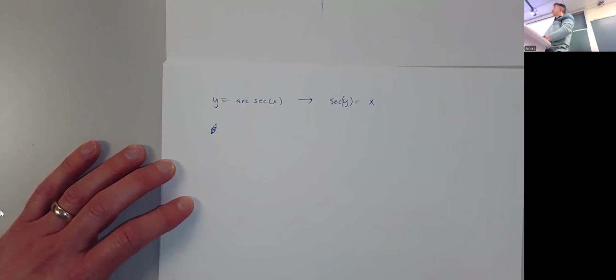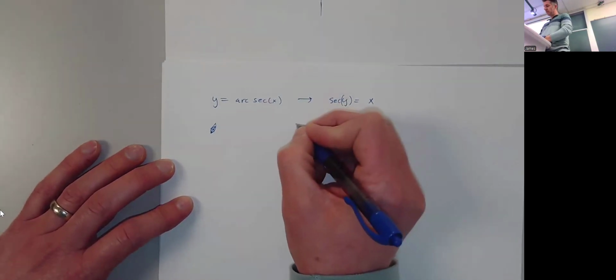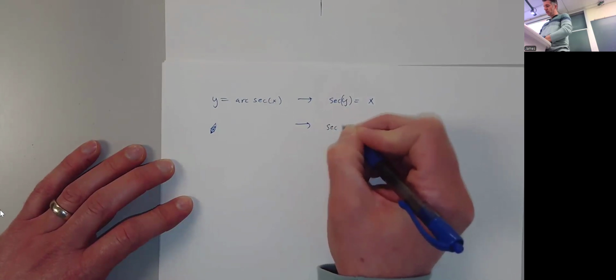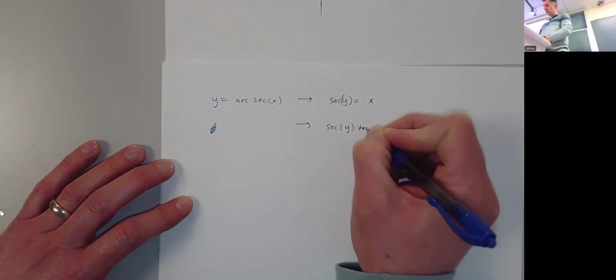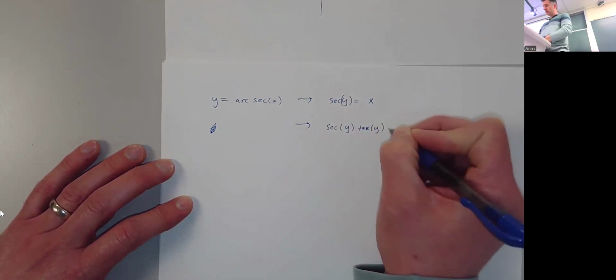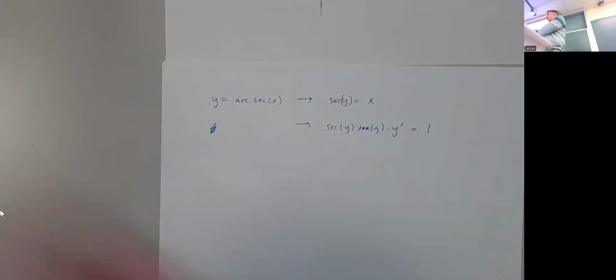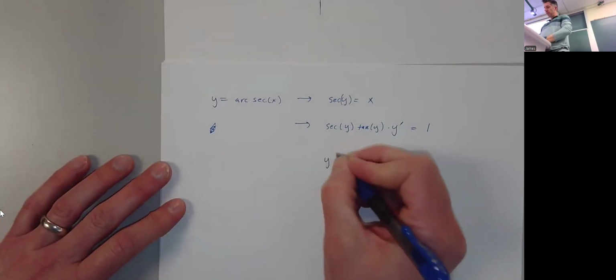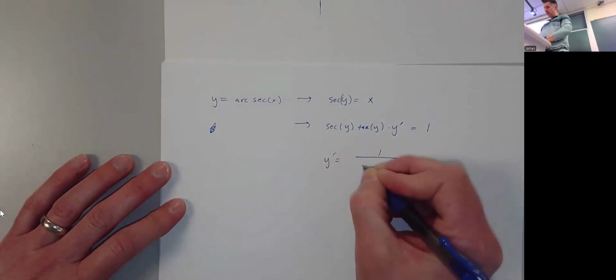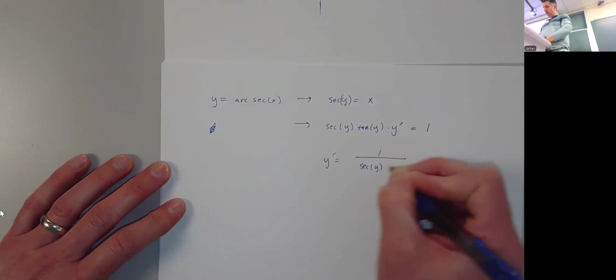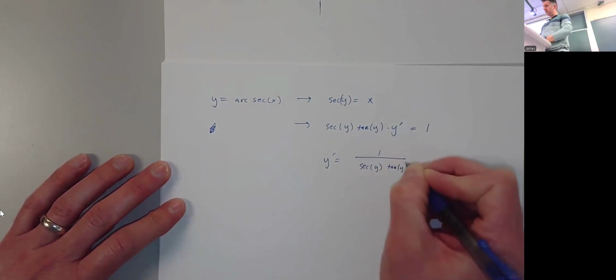Secant's a little weird. The derivative of secant of some stuff is secant of your stuff times tangent of your stuff times the derivative of your stuff. It's still equal to 1. It's always 1 when we do these problems. Solving for y prime, y prime is going to equal 1 divided by secant of y times tangent of y.